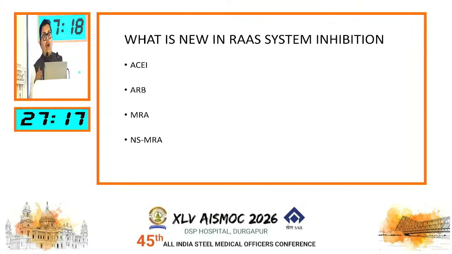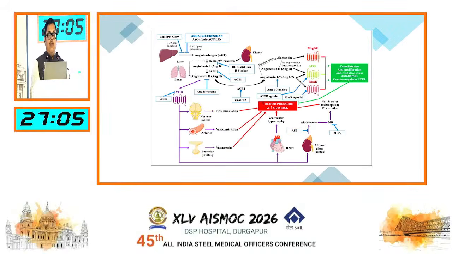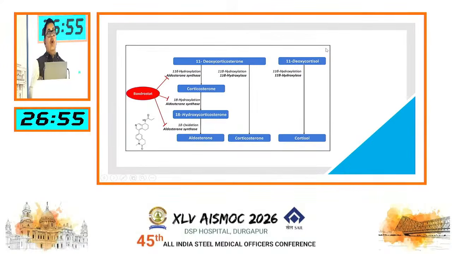I'm starting after finerenone. We all know about ACE inhibitors, ARBs, and the mineralocorticoid receptor antagonists eplerenone, spironolactone and finerenone. What is after finerenone? If you concentrate on this pathway, renin, angiotensin 1, 2, and then aldosterone, what happens if we block the synthesis of aldosterone? The most promising upcoming drugs for the treatment of resistant hypertension are aldosterone synthase inhibitors.